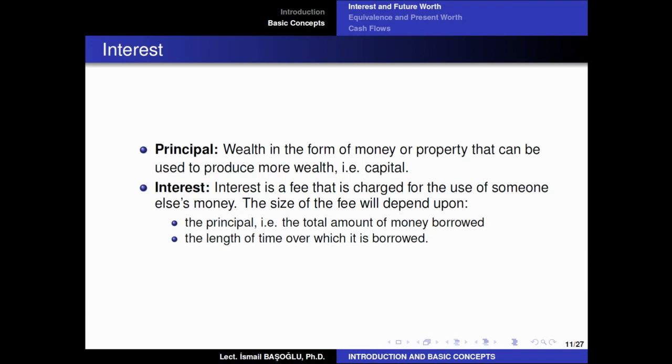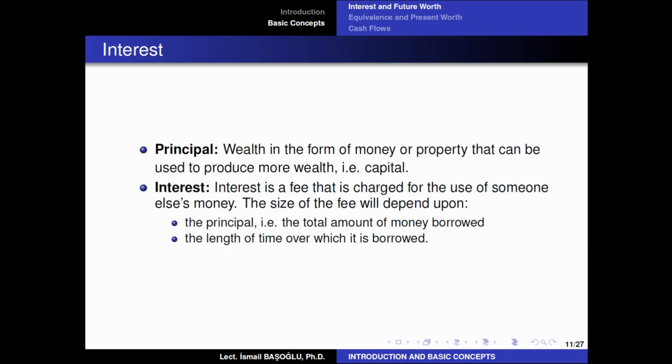What is principal? Principal is wealth in the form of money or property that can be used to produce more wealth. So this means capital, basically. So the money that you invest into a savings account is called principal, okay? Or if you want to invest in a new business or a project, the initial investment that you make into that business is called the principal.